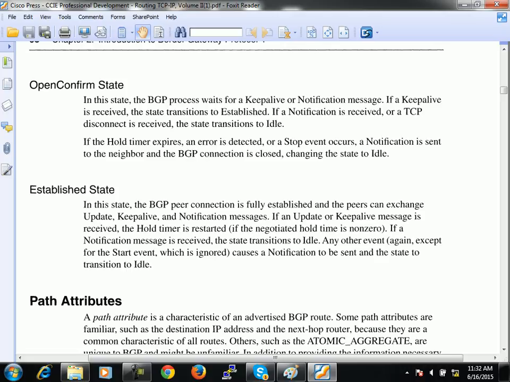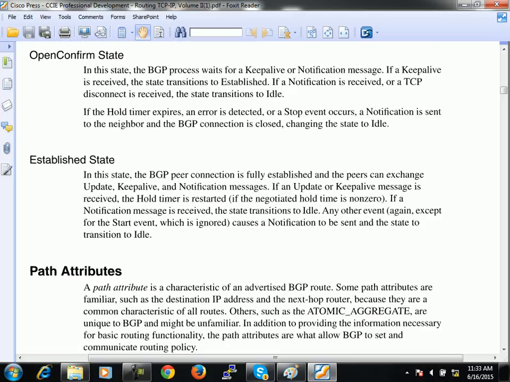In open confirm, the BGP process waits for a keepalive. Once it receives this keepalive, it will move into established state. So I hope that you people have understood this finite state mechanism in BGP. Fine.